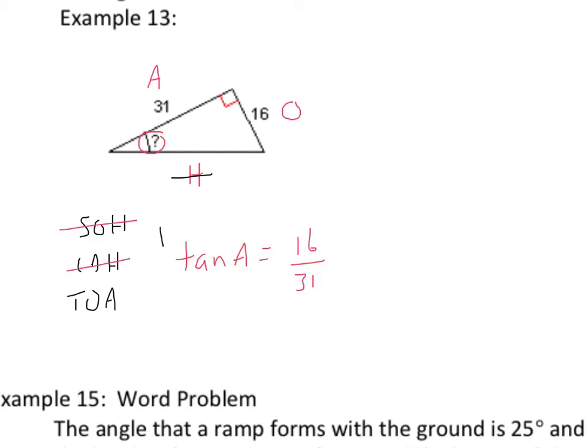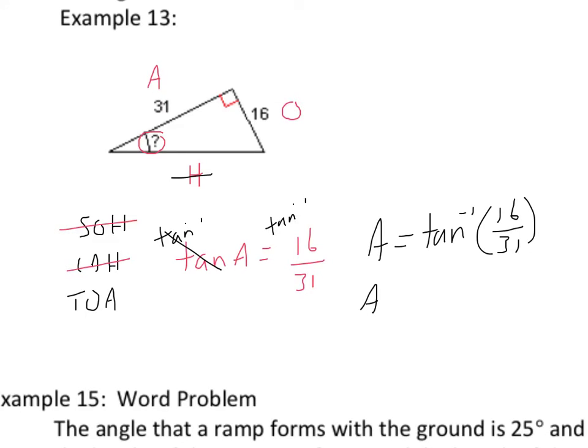To solve that, since they have tangent, we're going to do tan inverse. They cancel each other out, and your angle can be found by taking the tan inverse of 16 over 31. If you do that calculation properly, you should get approximately 27 degrees.